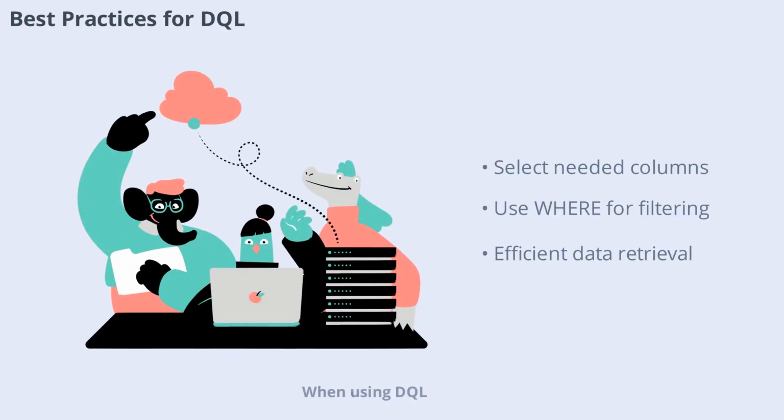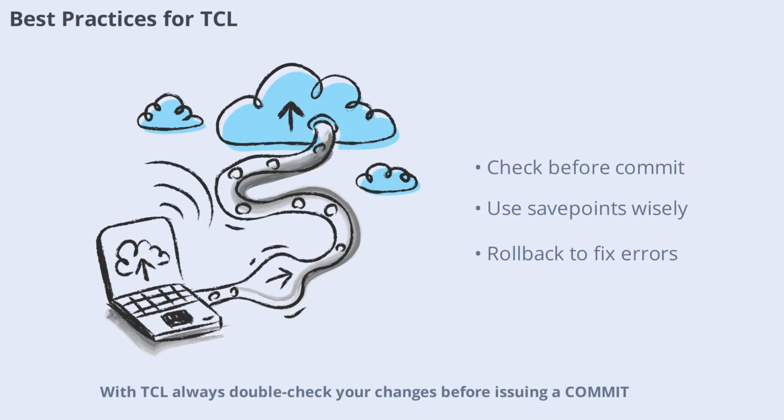When using DQL, always specify only the columns you need to keep queries efficient. Use WHERE clauses to filter results and avoid unnecessary data retrieval. This not only speeds up your queries but also makes your analysis more focused and relevant. With TCL, always double-check your changes before issuing a commit. Use savepoints during complex transactions for more control and don't hesitate to roll back if you notice mistakes. These habits help maintain data integrity and prevent accidental data loss.